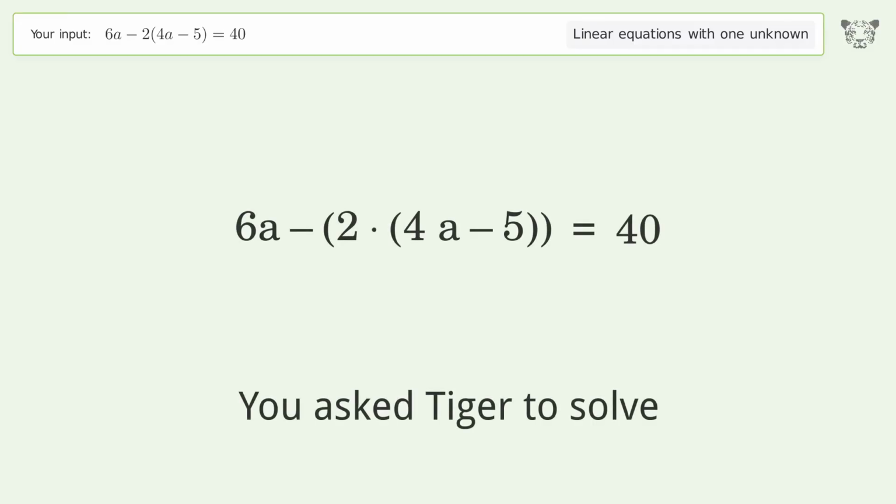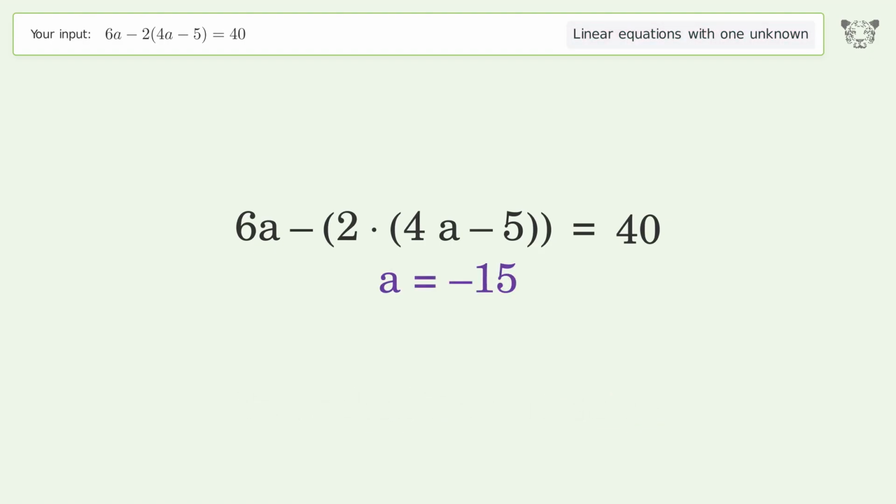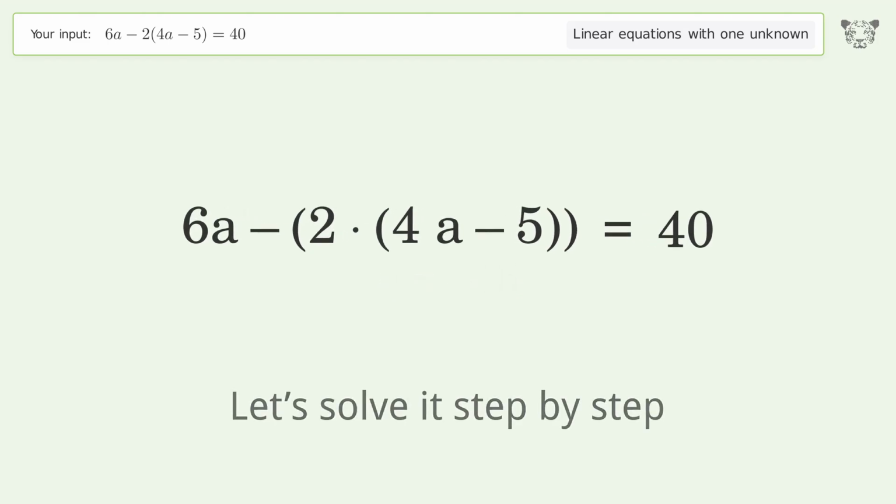You ask Tiger to solve. This deals with linear equations with one unknown. The final result is a equals -15. Let's solve it step by step.